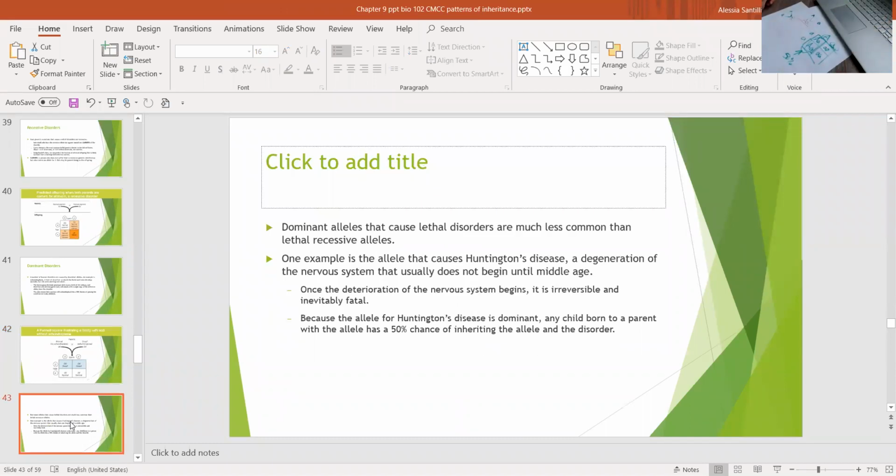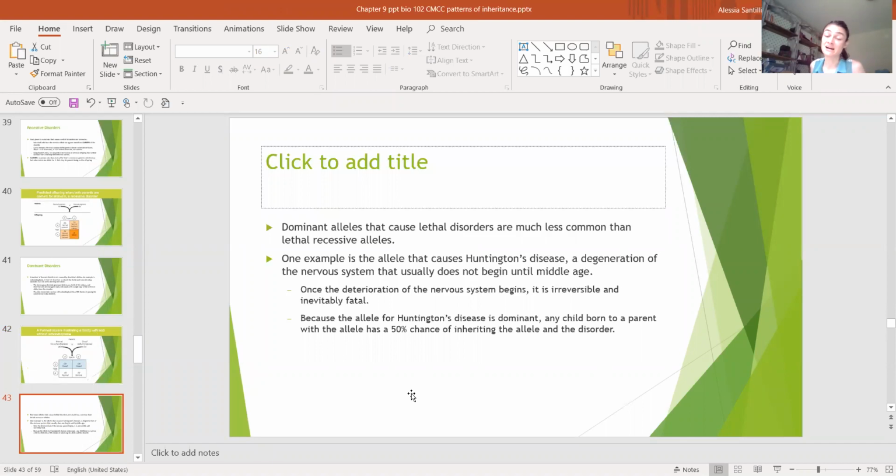All right, so dominant alleles that cause lethal disorders are much less common, and this is because people don't really get a chance to grow up past puberty to pass along their dominant alleles to their children. There are some examples of disorders that are lethal, but at a later stage in life and not at an earlier stage in life.